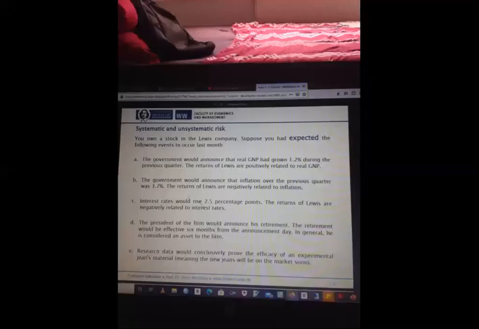This question is quite long. So you own a stock. This is the first question: you own a stock in Lewis Company. Suppose you had expected the following events to occur last month. So we have the events here. First, we expected the GNP to be equal to 1.2%, inflation 3.7%, and so on.